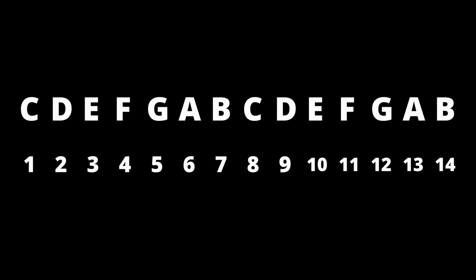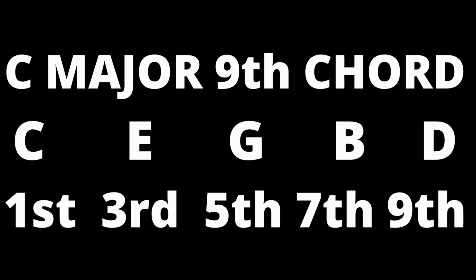If I continue the scale after the 7th note B, then the notes simply repeat again. This second set of notes is an octave higher than the first set of notes. So if I assign a number to each note, you can see that although the letters repeat, the numbers continue to rise to indicate this higher pitch. The 9th note D is the same as the second note. Add this to the C major 7th chord and you get a C major 9th chord.